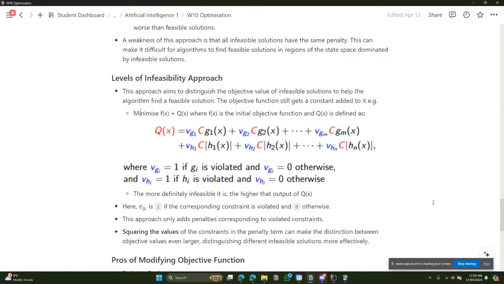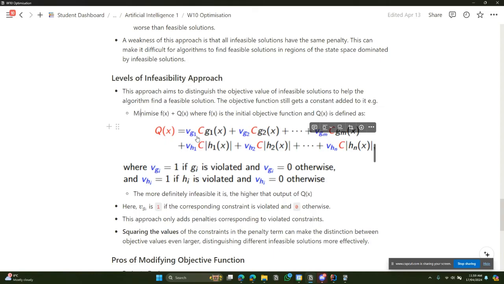So here, sorry, v subscript g1 is 1 if the corresponding constraint is violated, and 0 otherwise. So this term is 1 if the constraint is violated, and 0 if the constraint is not violated. What that means is we include this term if the constraint is violated, which means we want to add to this constant. We want to make the constant bigger because it's violated a constraint.